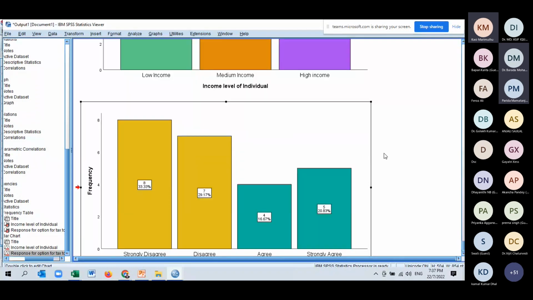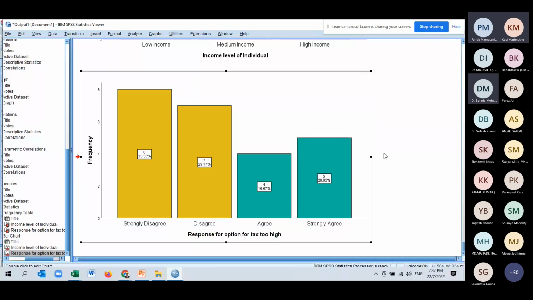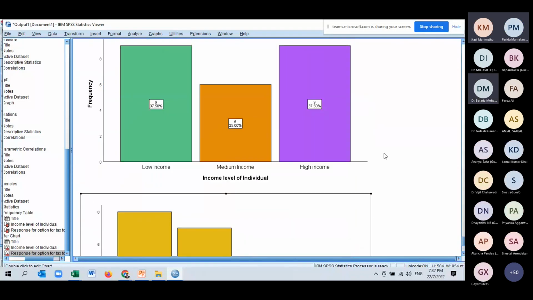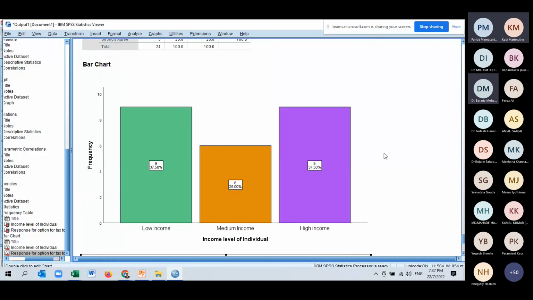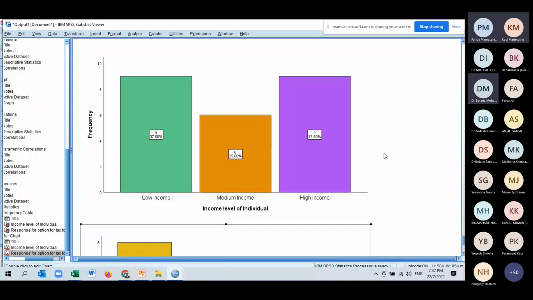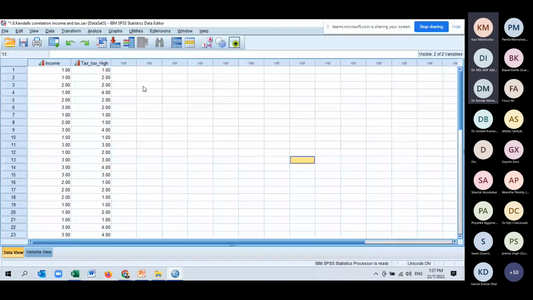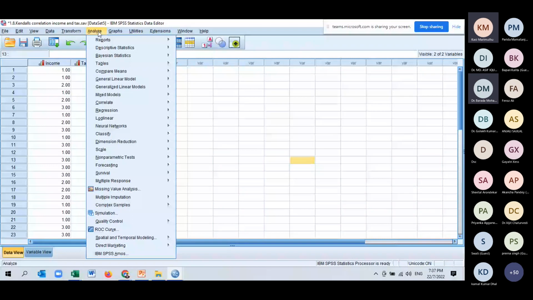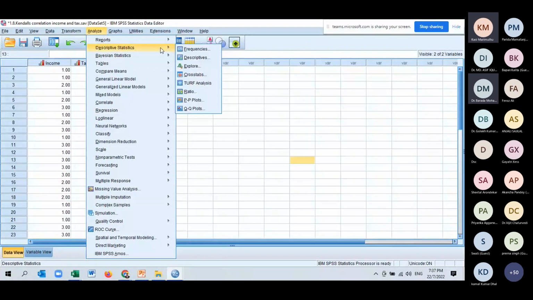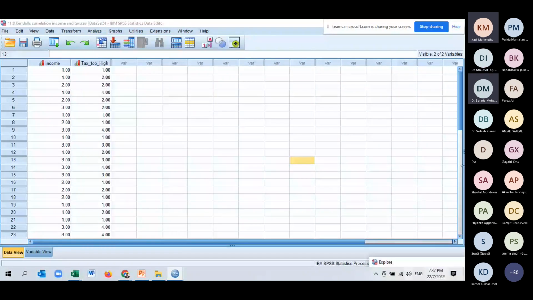Sir, can we have these two in one graph? Say again, ma'am. Can we have these two data sets or variables in one graph? Possible, but okay. Please open the data file, go to analyze, descriptive statistics. Can you please go to explore? Sorry, go to analyze, descriptive statistics, explore.